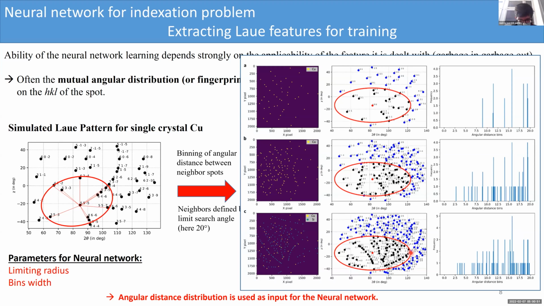The parameters that I will show you in the GUI from this slide would correspond to the limiting radius, which is 20 degrees here. You can increase this radius to capture more heterogeneity among the spots or not. And also the bin width for our angular distribution. The bin width is often fixed. Here we have used a bin width of 0.1 degrees. You can go lower or even higher depending on the quality of your Laue patterns.